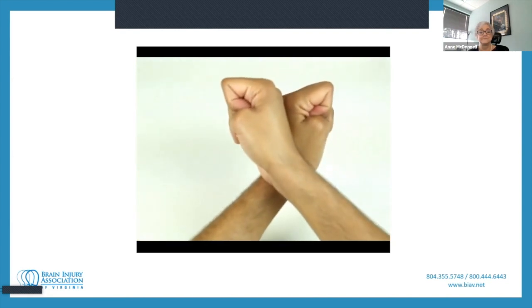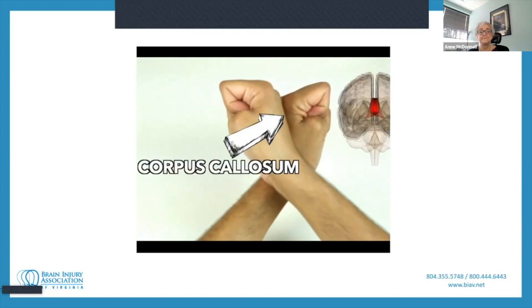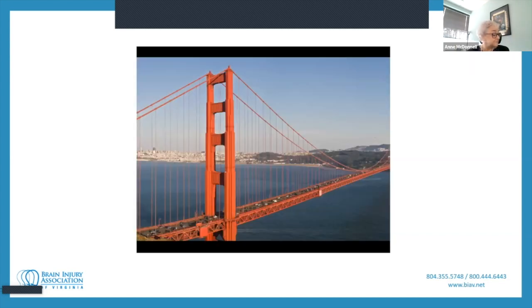Look closer at your hands. The area where they touch represents the corpus callosum. The corpus callosum is a bundle of nerves that connect the two hemispheres of the brain and help them to communicate with each other. I like to think of it as the Golden Gate Bridge of the brain.